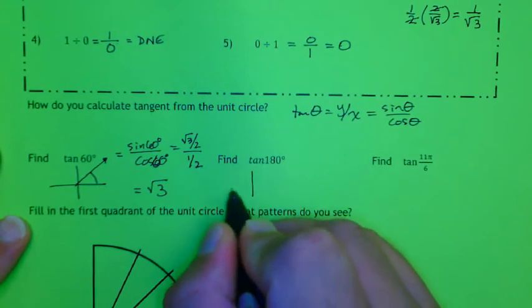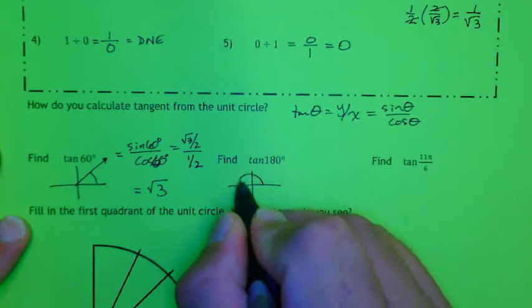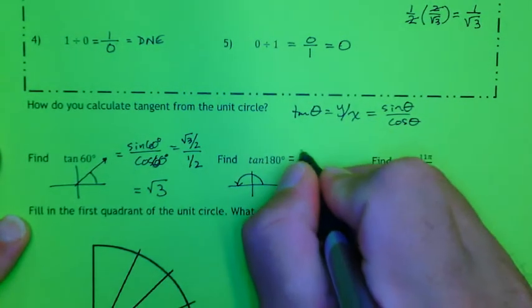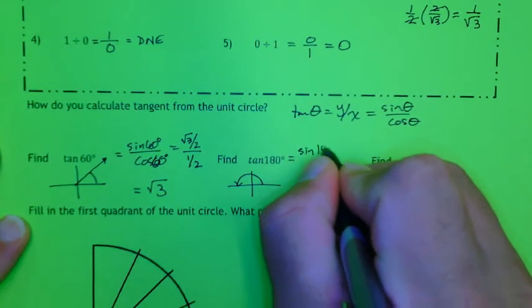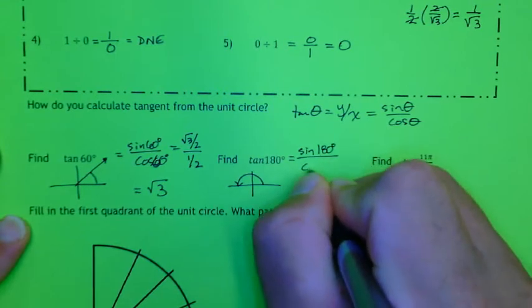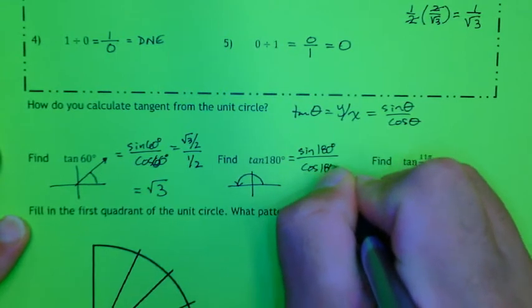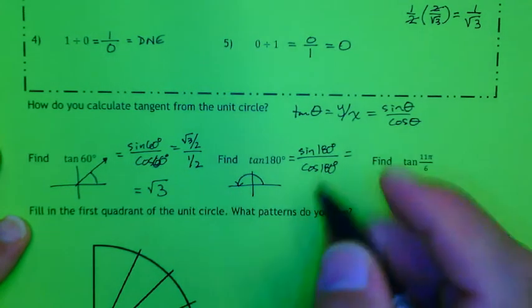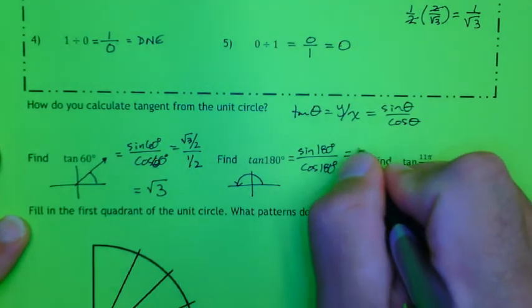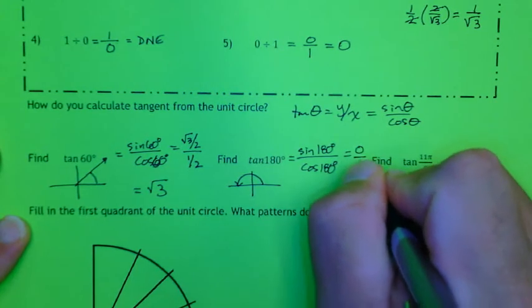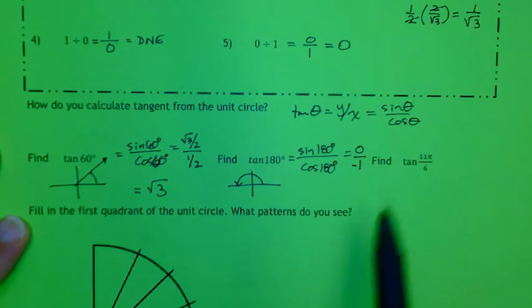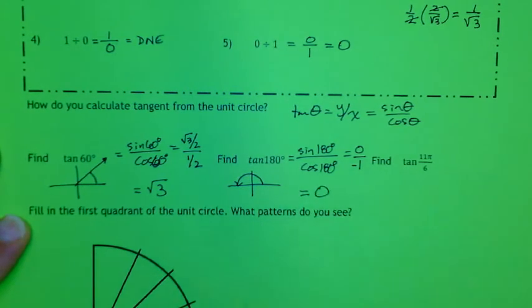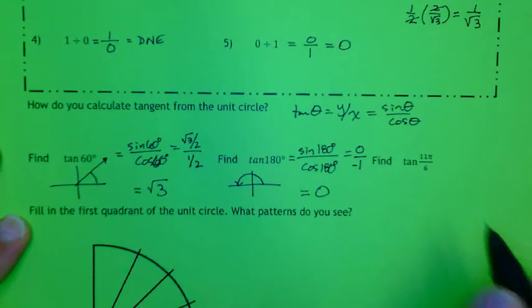Tangent of 180 degrees. If I look at where 180 degrees, it's right over here, right? Which would be sine of 180 degrees divided by cosine of 180 degrees, right? Well, on the x-axis, the y value is 0, the x value is -1, but 0 divided by a number then simply is 0. Okay?